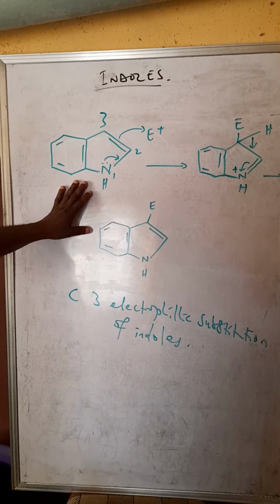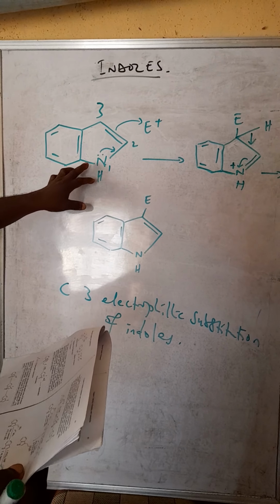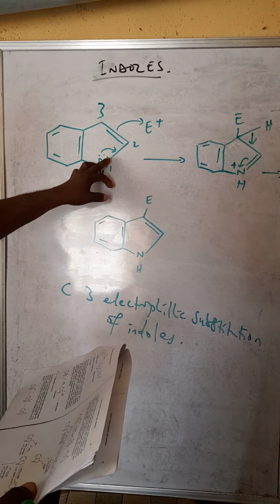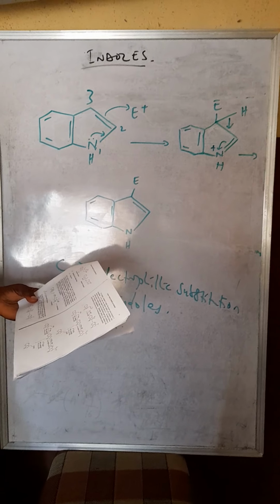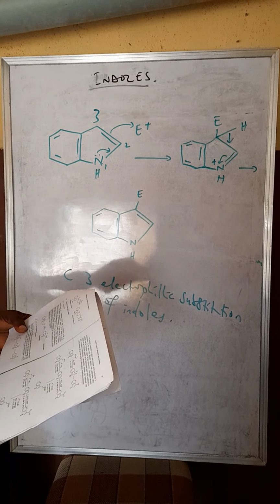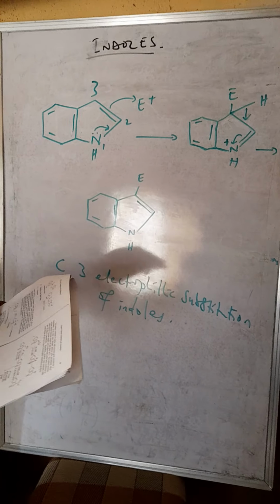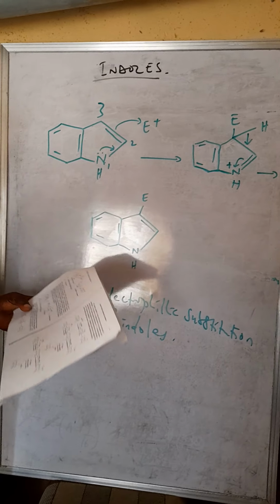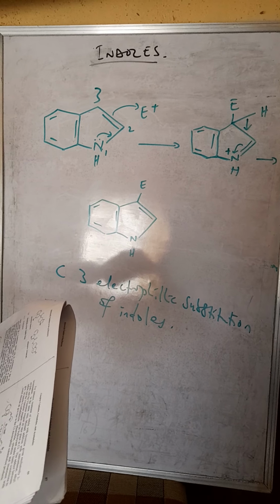This is the typical structure of indole. Now, what makes indole reactive is this lone pair of electrons on the nitrogen atom. And that electron pair is very, very important in indole reactivity. Now, carbon 3 electrophilic substitution, this position 3, is the most fertile ground with regard to indole reactivity.